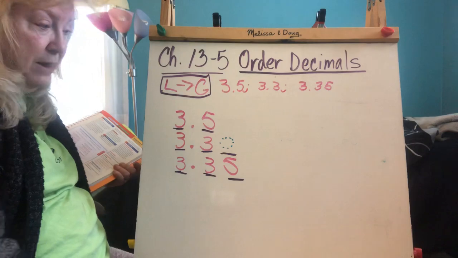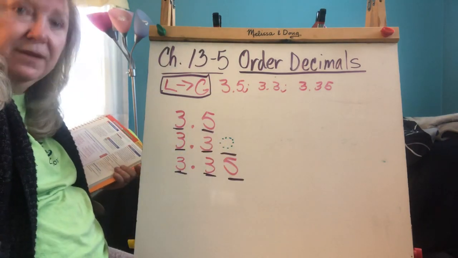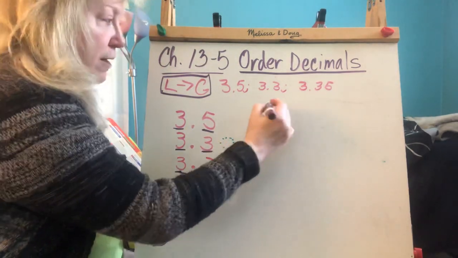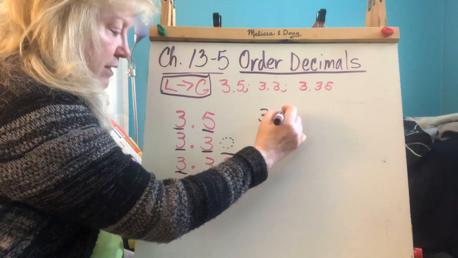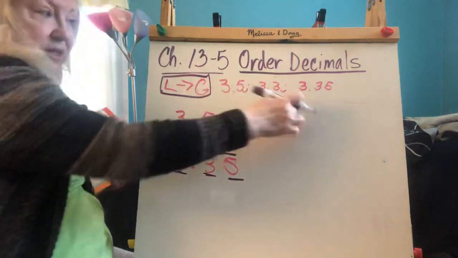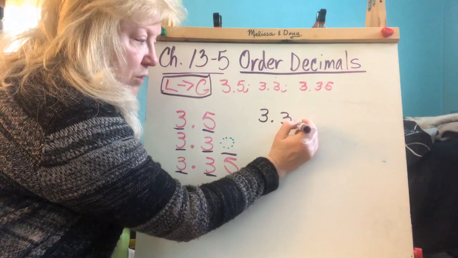Well, now I can compare it. Which one is smaller, that imaginary 0 or their 5? The imaginary 0. So that's going to go first. So 3 3/10 goes first. We don't put that imaginary 0 when we rewrite it in order. And I separate it with a semicolon.